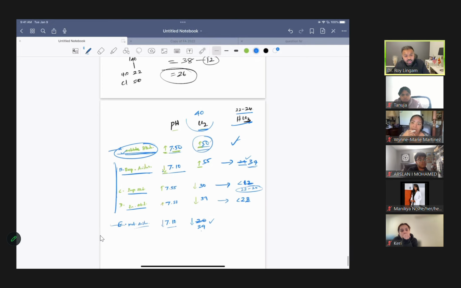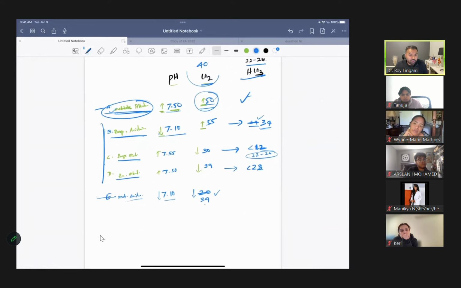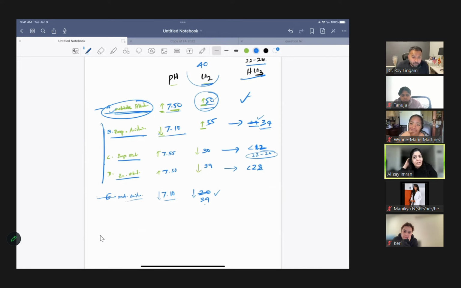This is the method I use. Now, if you know a different method, stick to it. But if you think this makes it easier, you could practice this, okay? Now, can you explain the last one again?